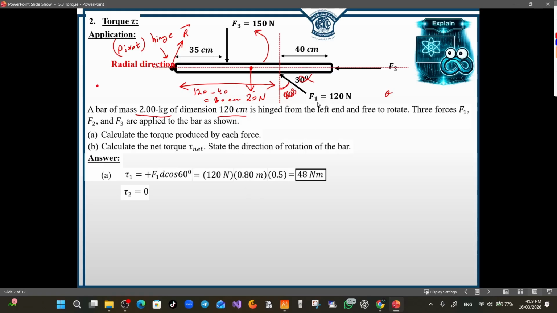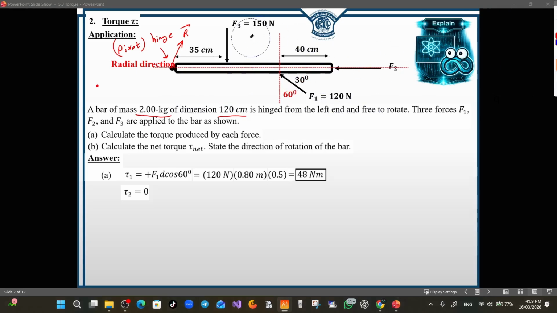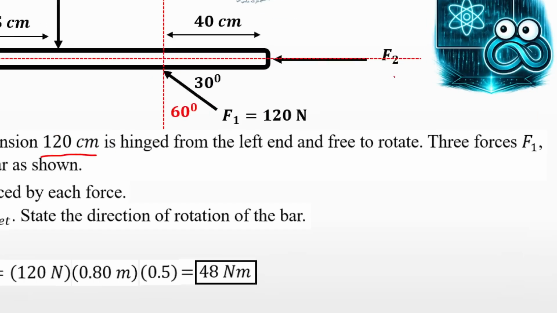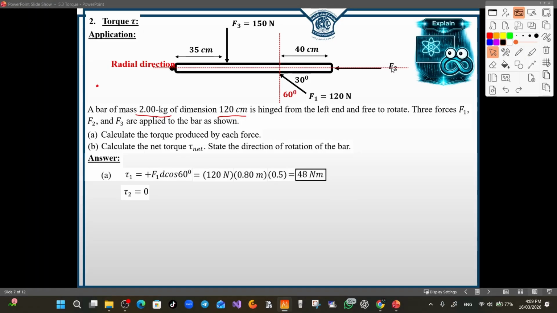Now, for tau 2, as we can see here, F2 is actually passing through the radial direction. And we know that if the force is applied such that it's parallel to the radial direction or passing through the pivot point, then the torque of this force is zero, because the line of action of F2 passes through the pivot point. Now for the third force, let's draw first the tangential direction, which is perpendicular to the radial direction. Remember that the radial direction is passing through the pivot point.